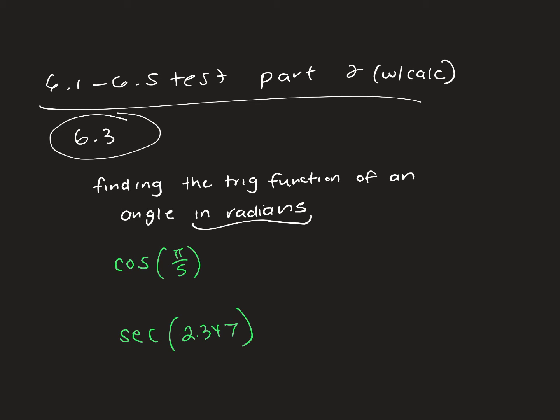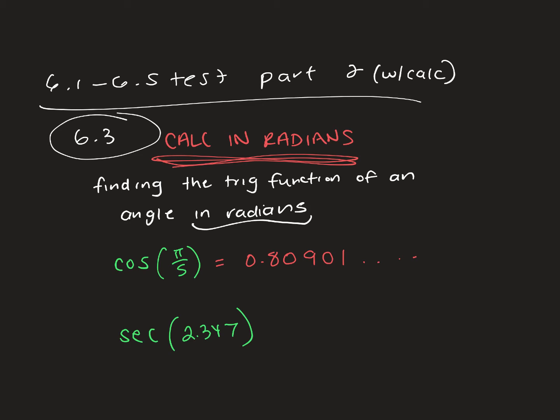So in the calculator, the first thing you have to make sure is that the calculator is in radians. So you want to go to your mode, you want to make sure it's in radians, and then if it was cosine of pi over 5, I would just do cosine pi divided by 5, and this is 0.80901 and so on and so forth. If it says to round to the nearest 10,000th or 4 decimal places, it would be 0.8090.